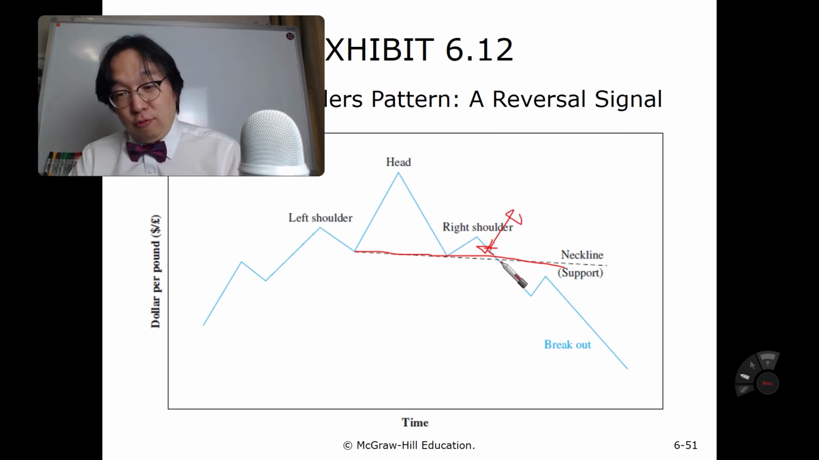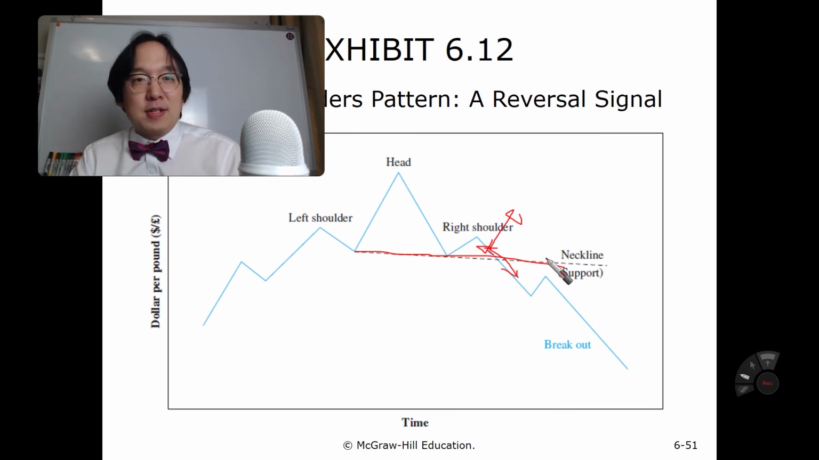Number two is that what? Here's a neckline, the support line, and if it crosses downward, then this is a signal that we have to sell off. This is a bad signal. Two ways you can say it.